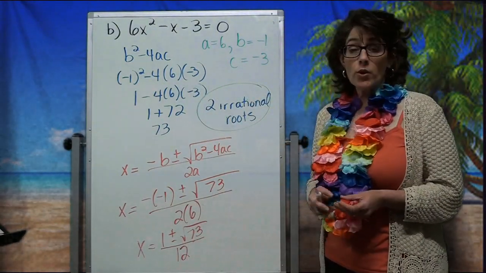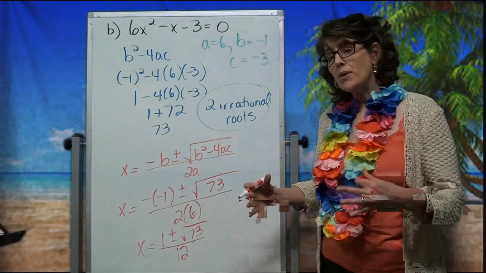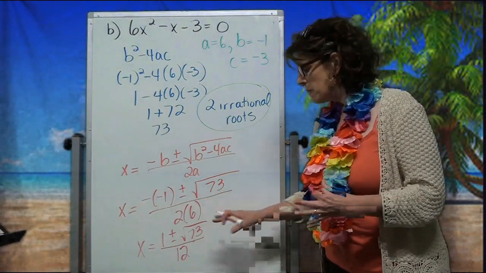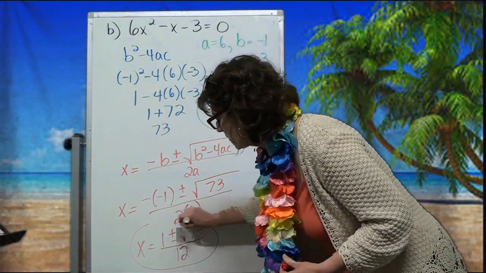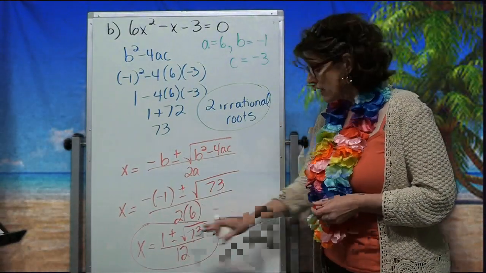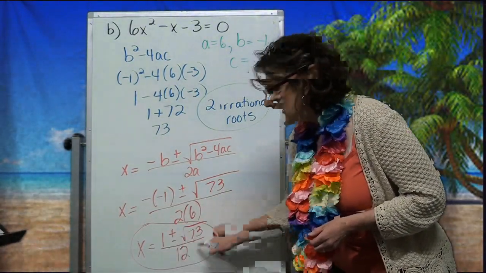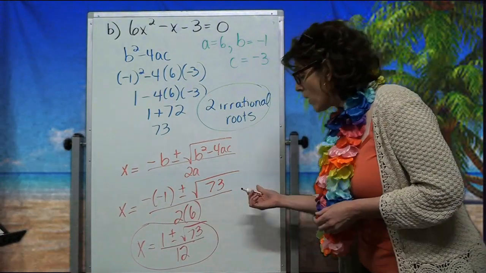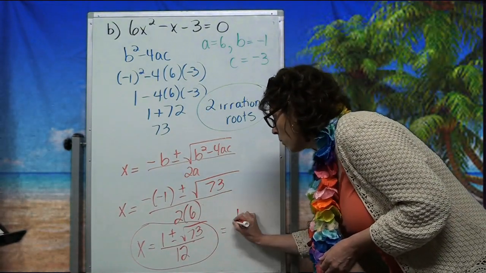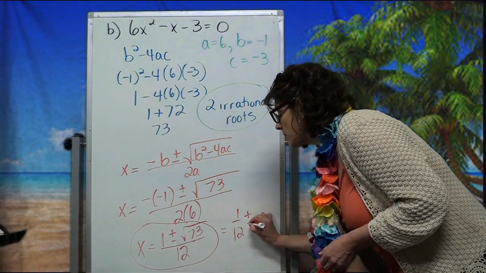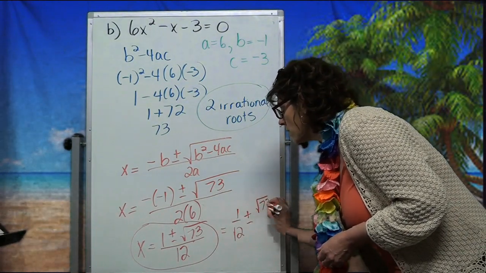Now, there's nothing more that I can do with it. I can certainly separate things out if I really want to. A lot of people don't like this format. This is perfectly fine right here, but a lot of people don't like it combined up like that. So you can take this denominator and separate it into each of those numerators. So I could, if I wanted, call it 1 over 12 plus or minus the square root of 73 over 12.